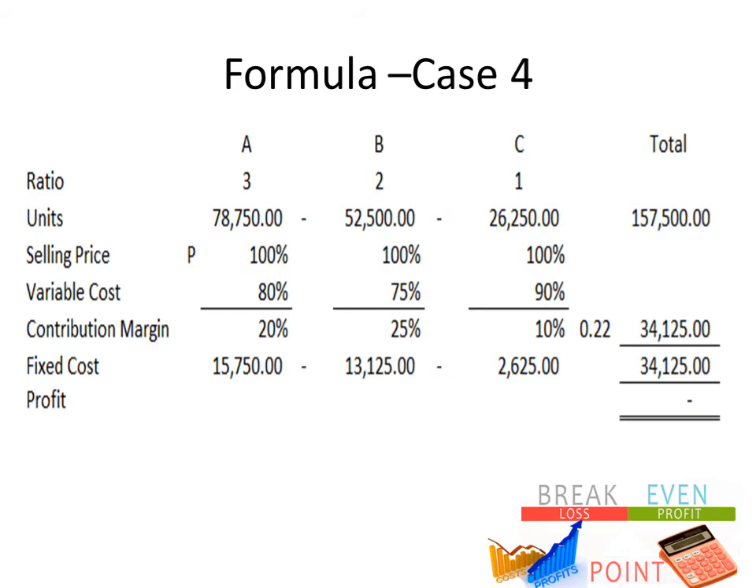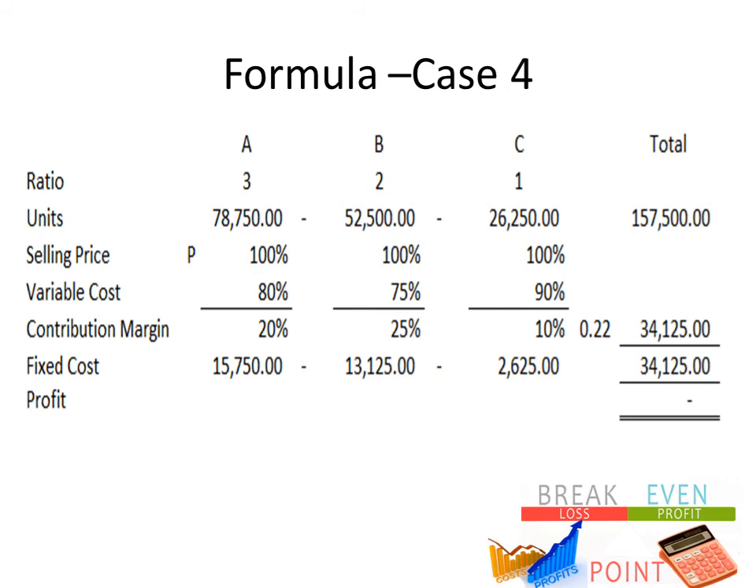Okay? So we were given not the amount, instead we were given the ratio. It said that the variable cost for A is 80%, therefore the contribution margin is 20%. For B, it said 75%, so the contribution margin is 25%. For C, it's 90%, so the contribution margin is 10%. So we would now compute our composite ratio, same thing as what we did before. We just multiply 3 times 20%, 2 times 25%, and then 1 times 10%, divided by 6. We'll be able to get 22%.